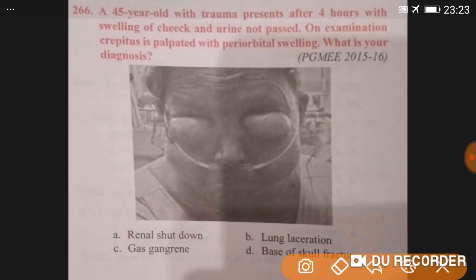Now see this image. A 45-year-old with trauma presents after 4 hours with swelling of cheek and urine not passed. On examination, crepitus is palpated with periorbital swelling. What is your diagnosis? Lung laceration. So this is a lung laceration case.